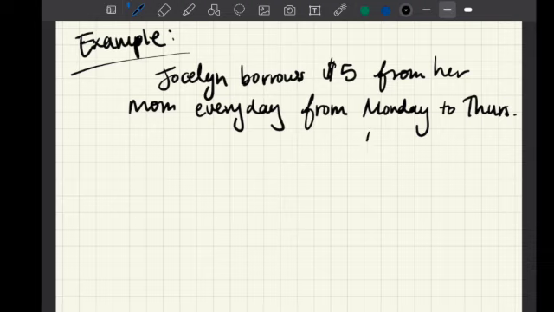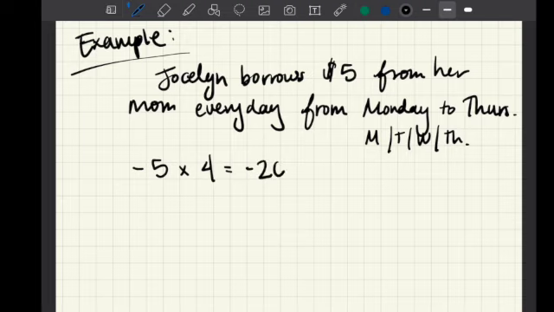So Monday to Thursday is 4 days. We have Monday, Tuesday, Wednesday, and Thursday. And she's borrowing $5. The way that we show that she's borrowing $5 is with a negative 5. So she's borrowing $5, that means that's a negative 5. And she's doing it 4 days. So negative 5 times 4. So by the end of the week, or by the time she gets to Friday, she's going to owe her mom negative $20.